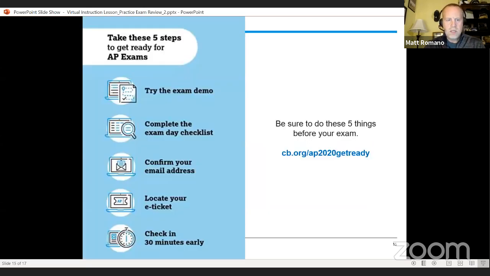In addition, I want to remind you of the 5 steps you need to take to be ready for the exam. Make sure you've done that exam demo. Get a feel for exam day and what it's going to be like. Go through the checklist and make sure you have all the resources you need. Confirm your email address. Locate that e-ticket because you need that e-ticket to get in. And then on exam day, make sure you're checking in 30 minutes early.